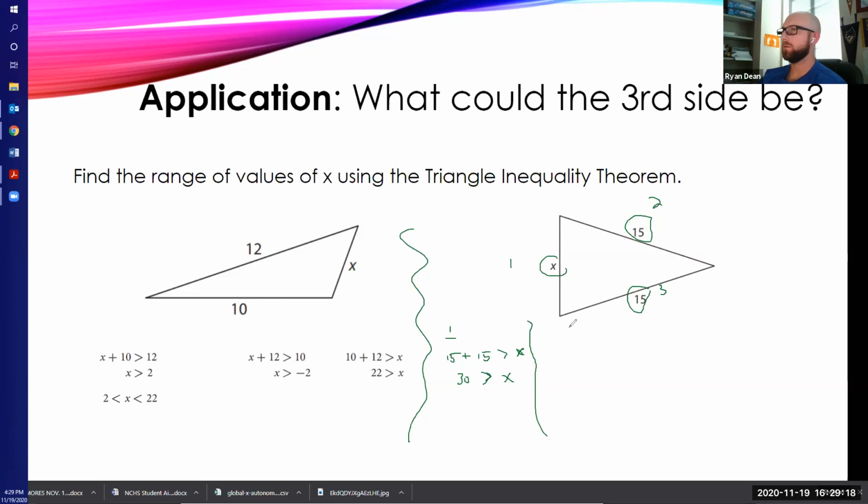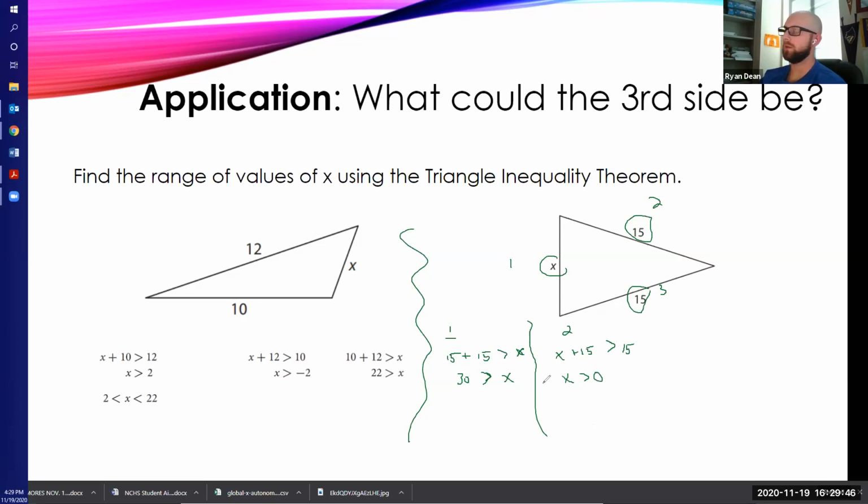For the second scenario, scenario number 2, where this 15 is the largest side, 2 and 3, I mean, it's going to be the same scenario. So where 15 is the largest side, the 15 is going to come all the way over here. And the other 2 sides, the x plus 15, have to be bigger than 15. Well, that's pretty easy to do. X just has to be greater than 0.